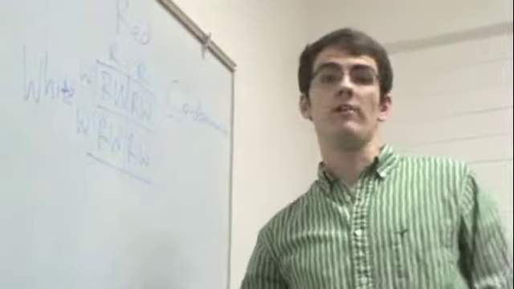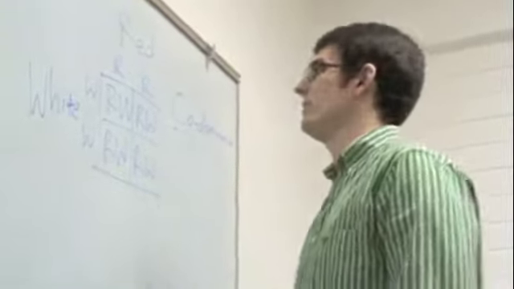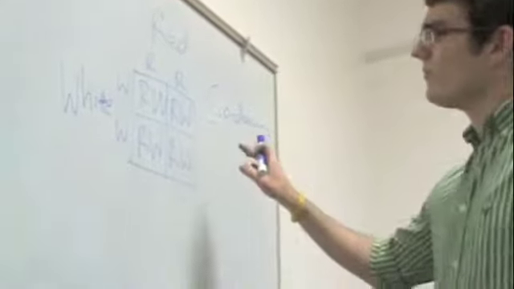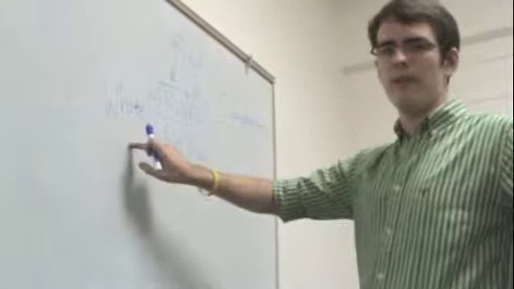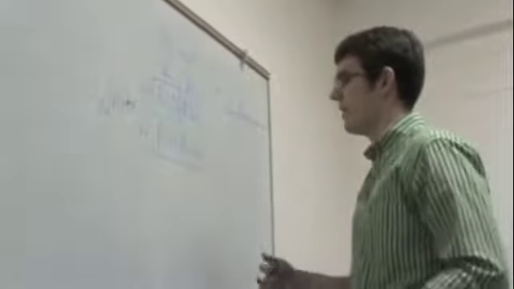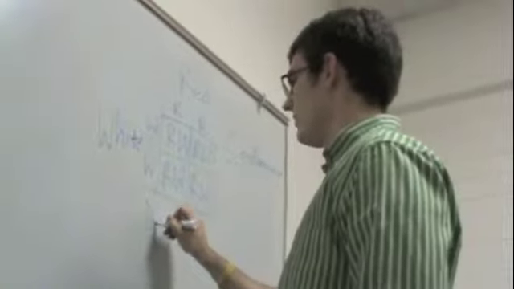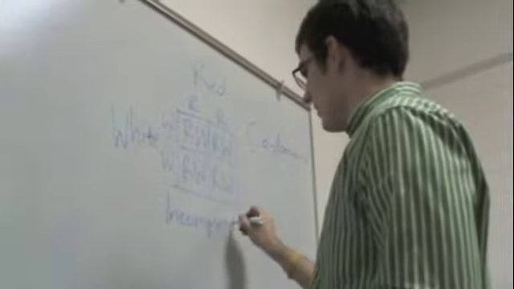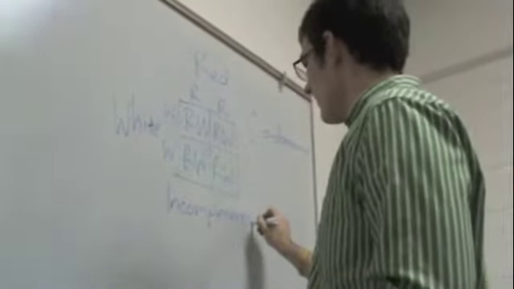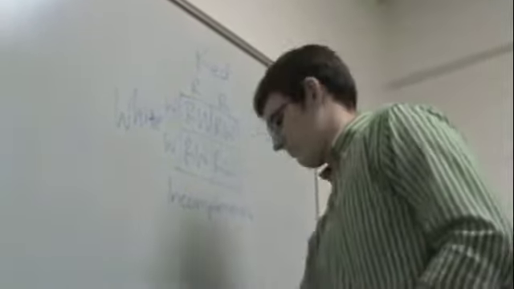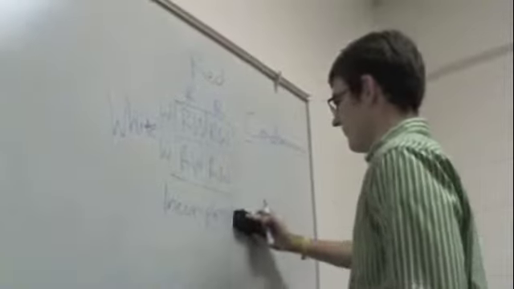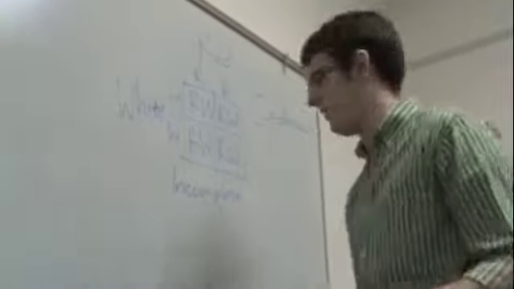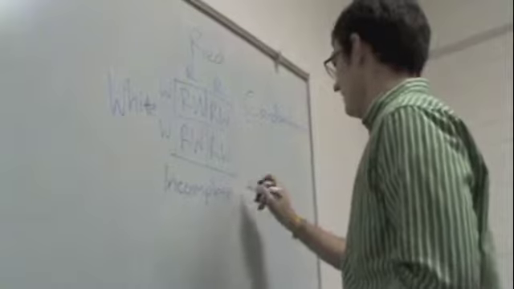Okay, so let's move on to incomplete dominance then. All right, so let's go back with our red and white flower. This time they're going to have incomplete dominance, which means that one gene is dominant. However, it's not completely dominant. Incomplete dominance.